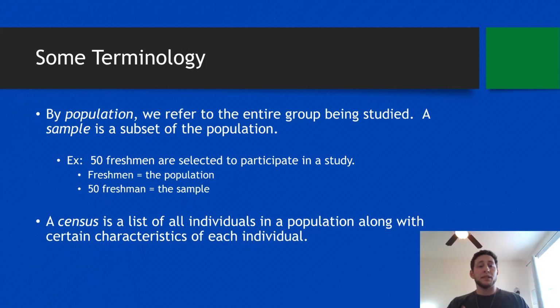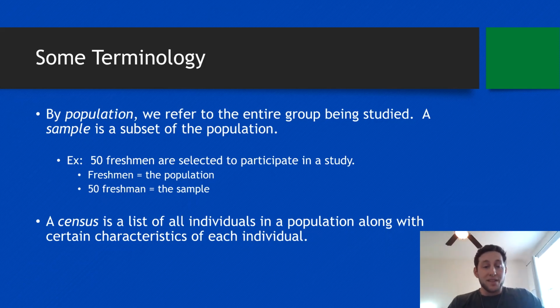As another example, let's say 50 freshmen are selected to participate in a study. Turns out the freshman class would be the population that we would be studying. Maybe we'd want to know what the average GPA of all freshmen was. And our sample, the 50 freshmen, would be that subgroup or subset of the population.